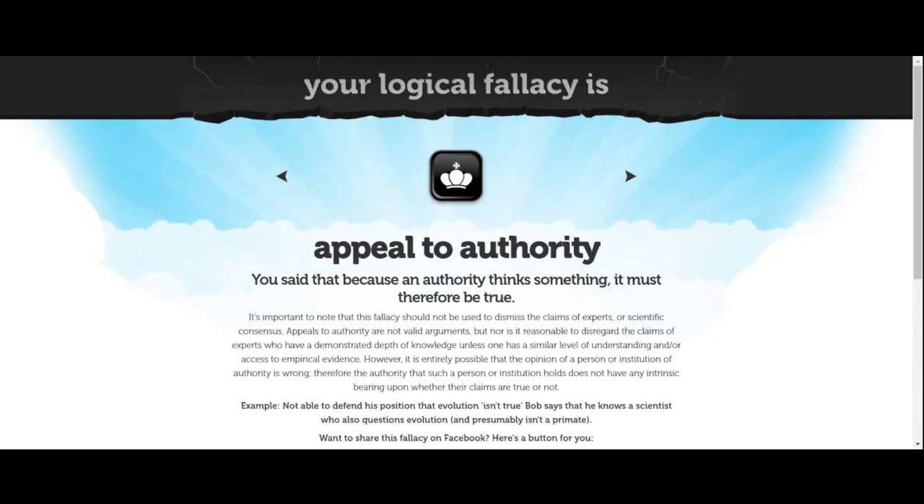Okay, so basically if you commit this fallacy, you're saying that because somebody in a position of power said something, that must mean it's true and you can believe it, and that they should not be questioned, or you're using that as a way to try to discredit somebody. They have an example here: not able to defend his position that evolution isn't true, Bob says that he knows a scientist who also questions evolution and presumably isn't a primate. Okay?